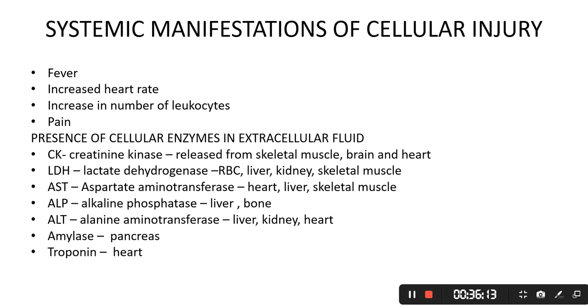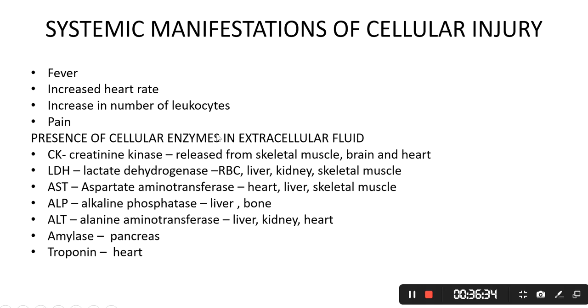Now, what are the systemic manifestations? How will our body manifest that the cells are undergoing injury? So the person will have fever, there will be increased heart rate, there can be an increase in the number of leukocytes, there can be pain at the site. These are all the manifestations by which you can know that cell injury has happened.